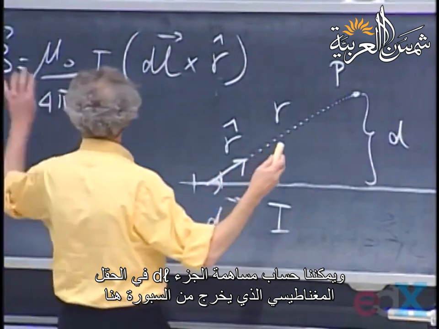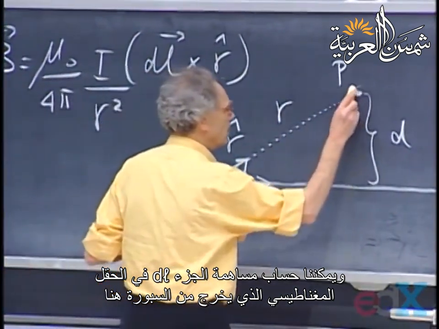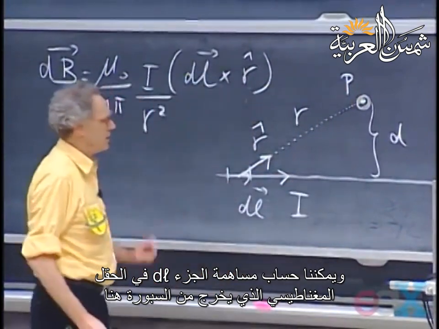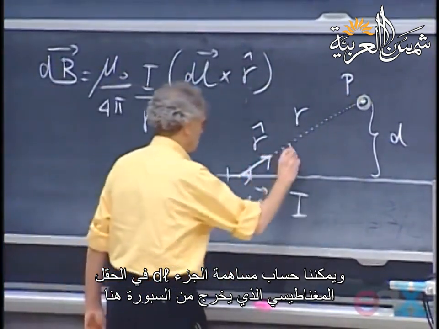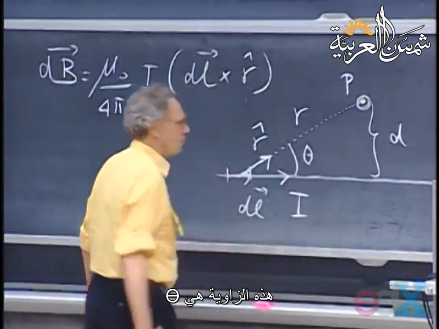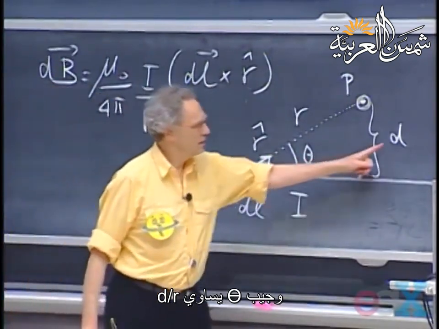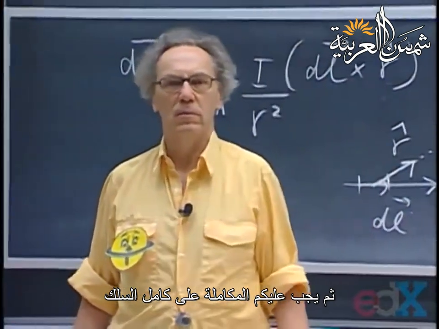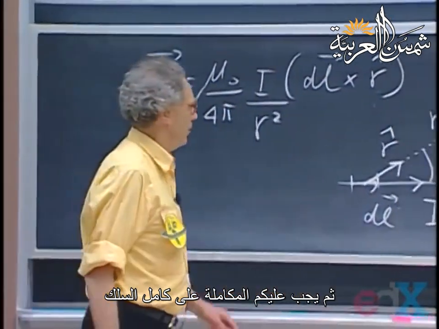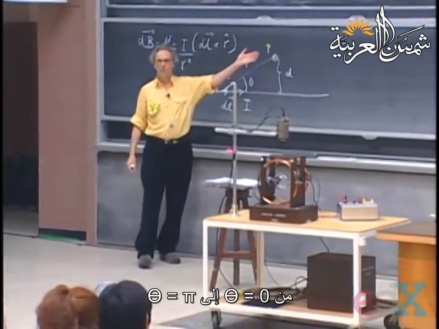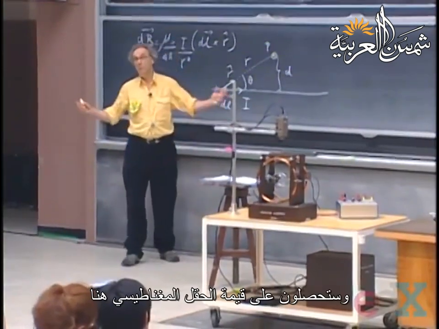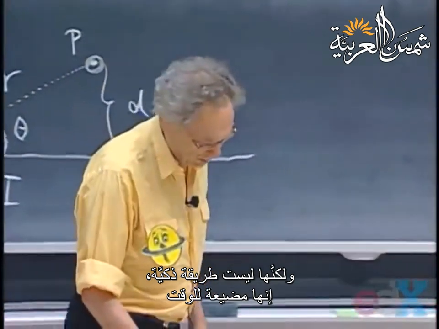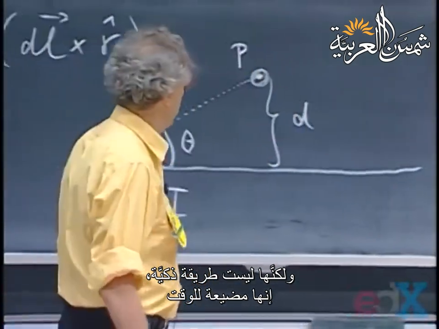And you can calculate then what the contribution to the magnetic field right here is. It comes out of the blackboard due to this section dl. This angle is theta, and the sine of theta is d divided by r. And then you have to do an integral over the whole wire, theta 0 to pi. And then you get the magnetic field here. Not very smart thing to do, a waste of time.